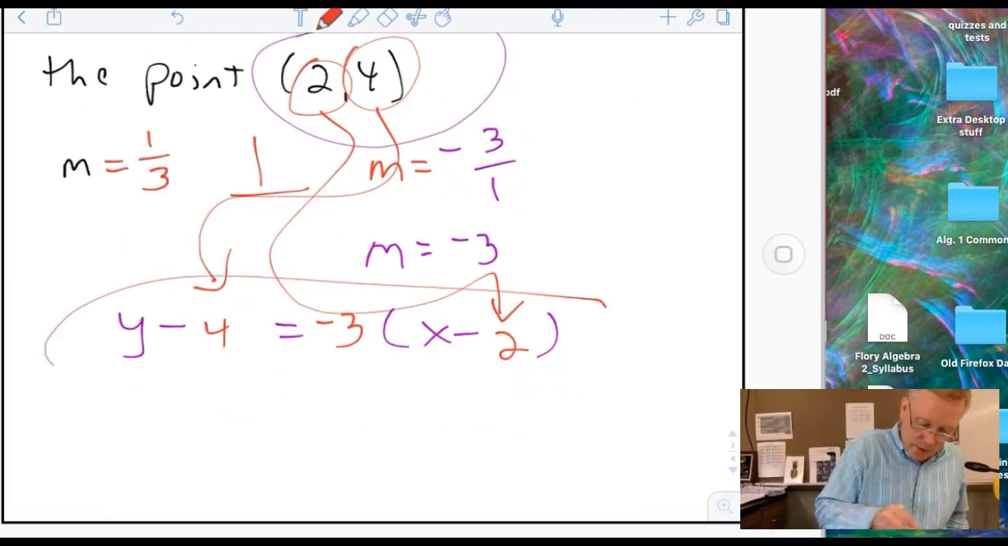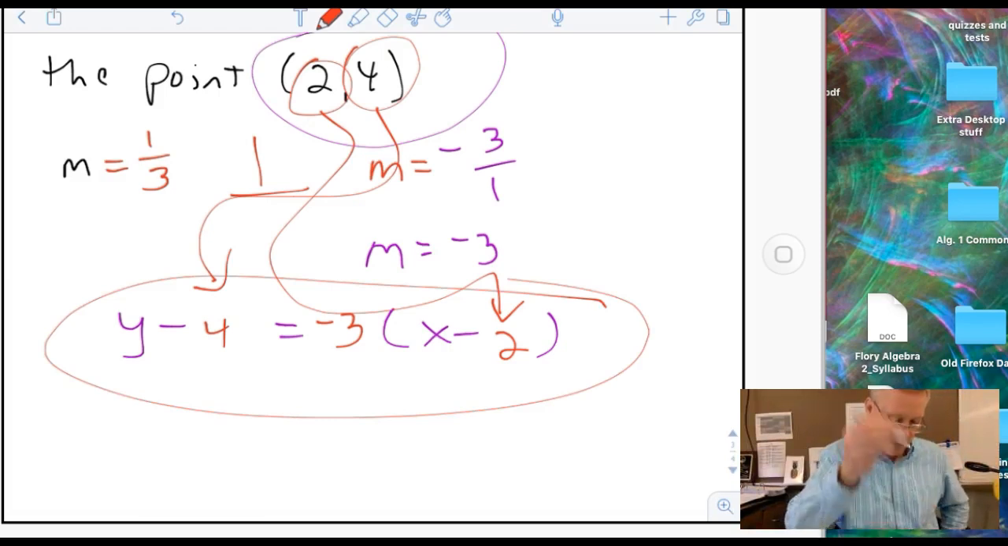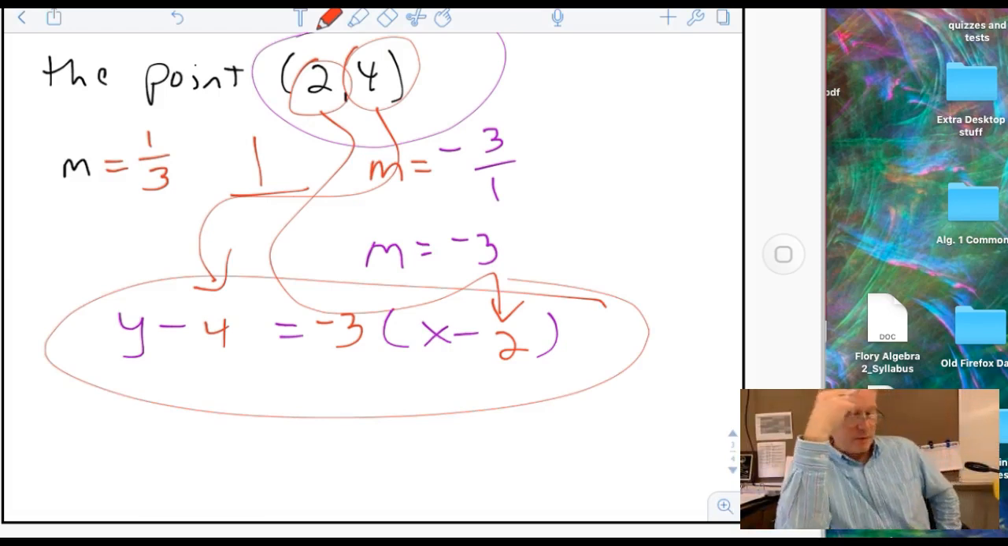I don't have to go manipulating it. Clean up any double negatives. In this case, there are none. Y minus 4 equals negative 3 times x minus 2.